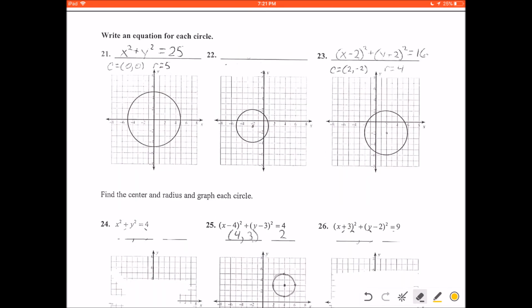Let's do number 22. So this looks like your center is at -2, -1, as represented by that dot. And your radius seems to be 1, 2, 3 units away from the center. So you can say that your equation is x plus 2 squared plus y plus 1 squared equals 9, because you have to square the radius, as always, in your equation.